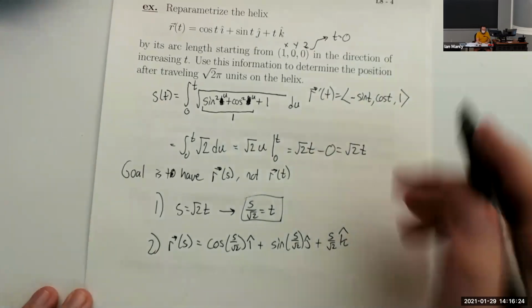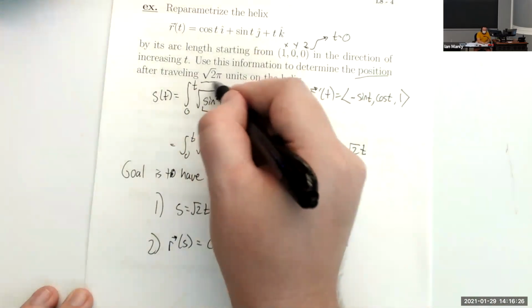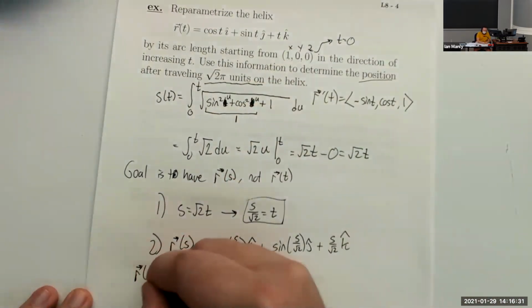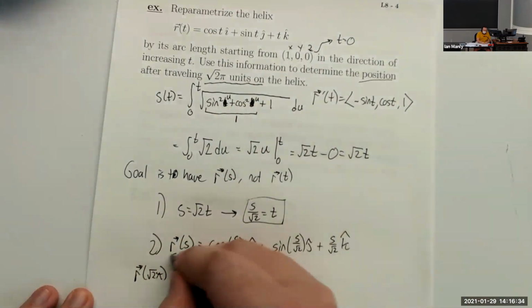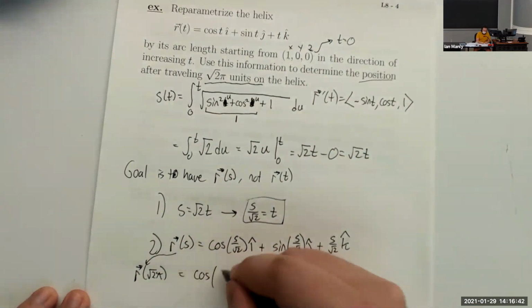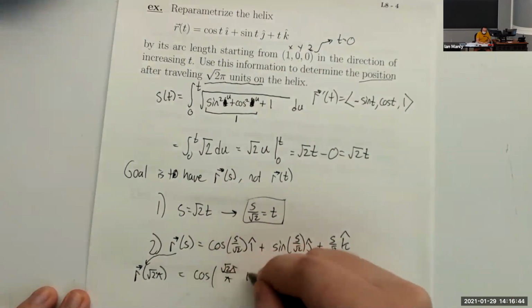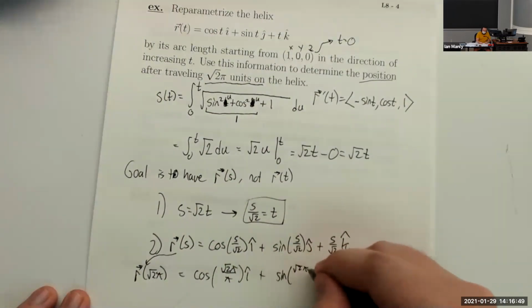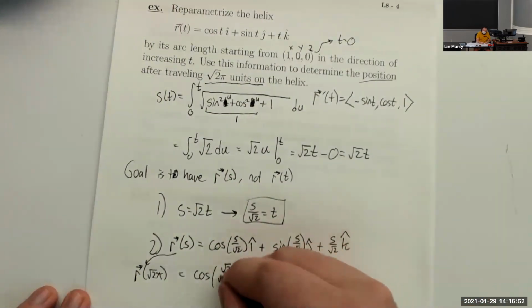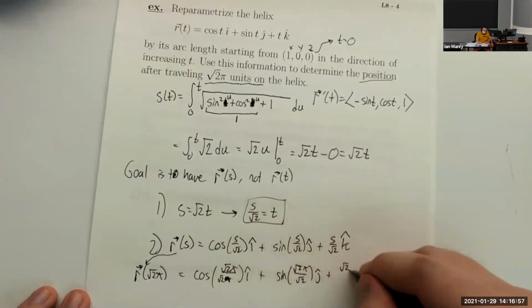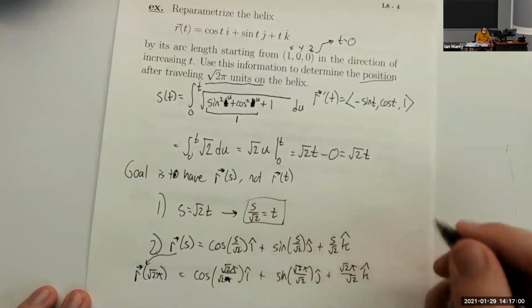Now there's one more thing we need to do. We need to find the position after traveling root 2 pi units. So that's effectively just finding r of root 2 pi, where now we're using our arc length r instead of our time r. So this is going to be cosine of root 2 pi over root 2 i hat. Same thing with sine here. And then root 2 pi over root 2 k hat.